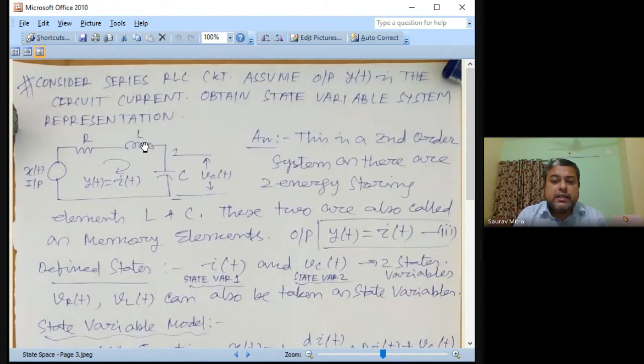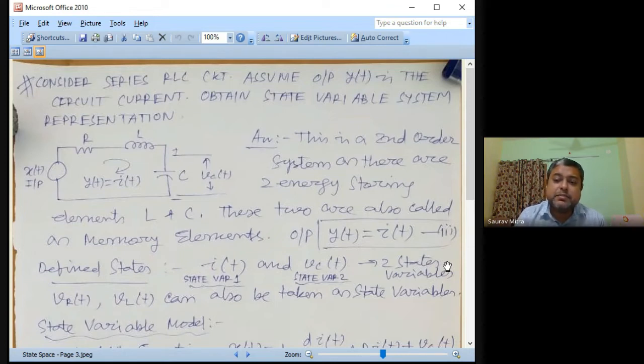So L and C are called memory elements. In this case, what should be taken as output should be given to you, or if not given, you can assume any. For the first case, we are assuming that the output y(t) is equal to i(t). That means current is taken as the output of the system. I have mentioned it as equation 3 for a reason: state variable equations are generally given equation numbers 1 and 2, and the output equation is given number 3. So in this first case, I am taking current as the output.